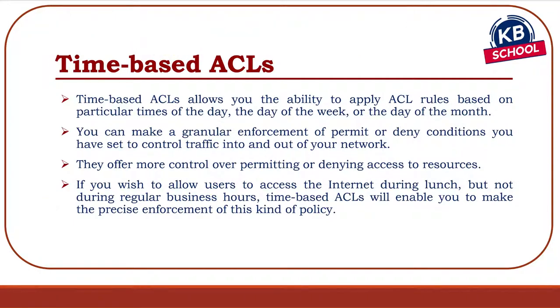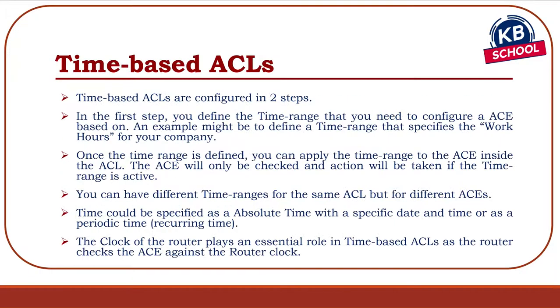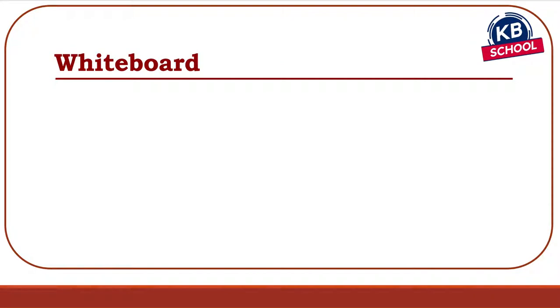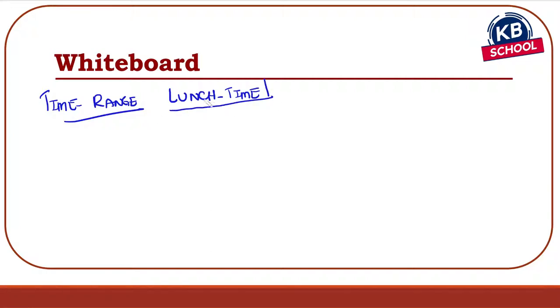All right. So how do I do it? How do I create this time range? It is done by using a global configuration command called time-range, and you give the time range a name, which is case sensitive. Let's say lunch_time, as an example. Once I specify the name, it puts me into a subconfig mode. In here, you have two options. You can use an option known as periodic.